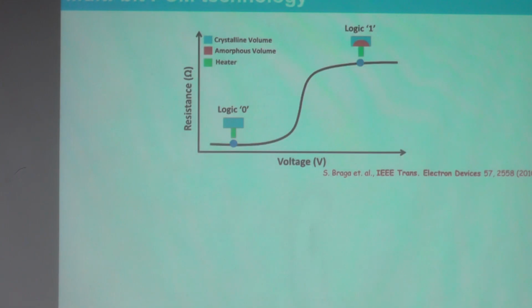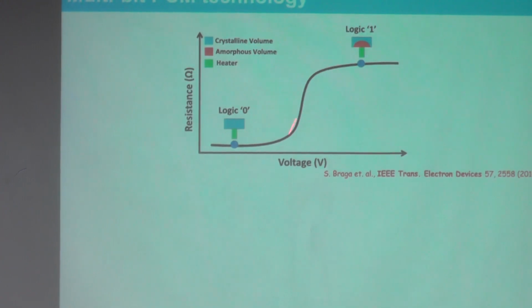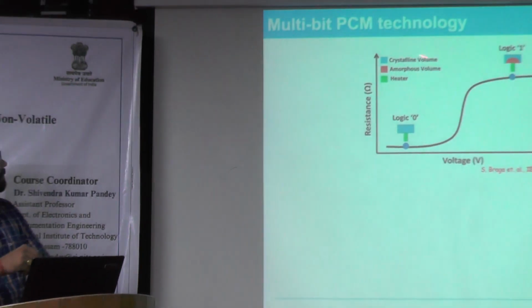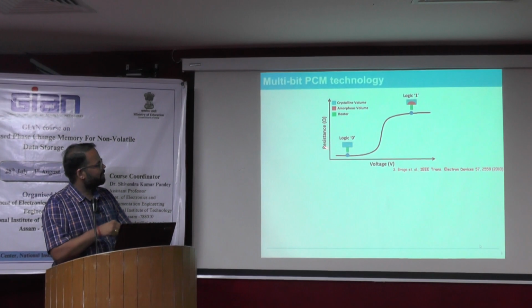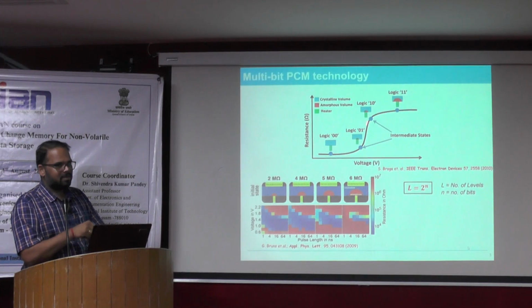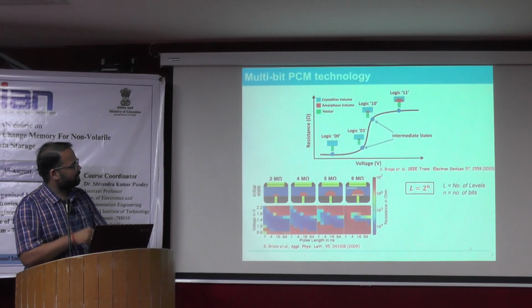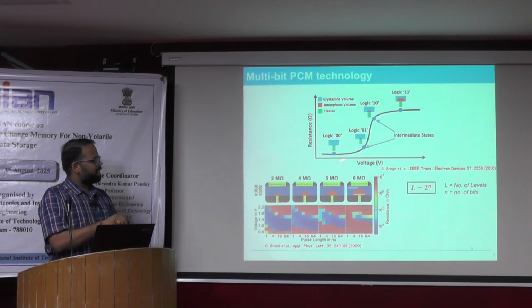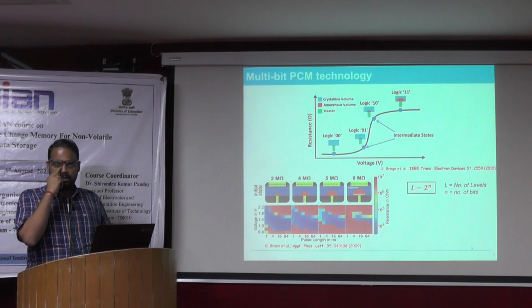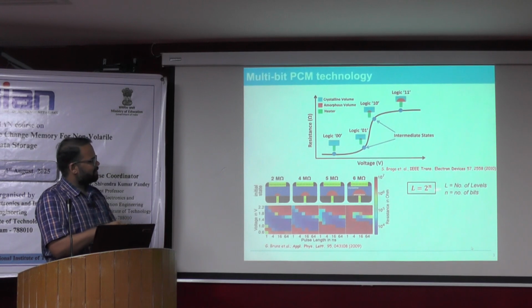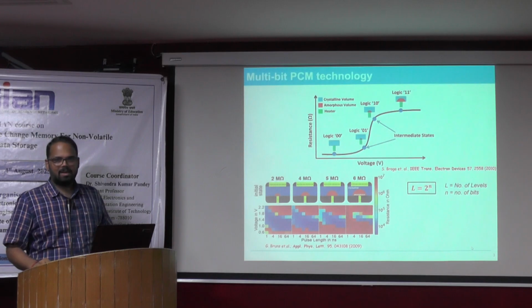As I talked about multi-bit PCM technology, you know two phases are there. Based on that, if you tune easily, then you can see the multi-bit states and all those things. So this is the material property, where you can tune and identify. And based on the number of levels, you can say that yes, this many bits are available.